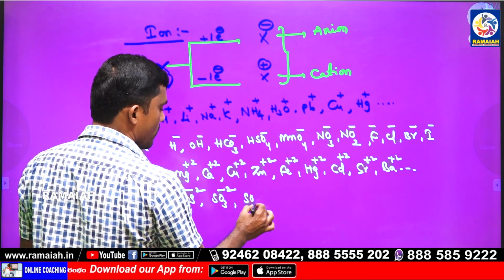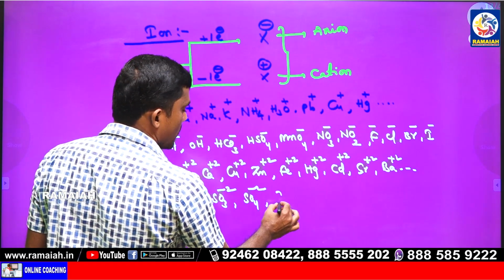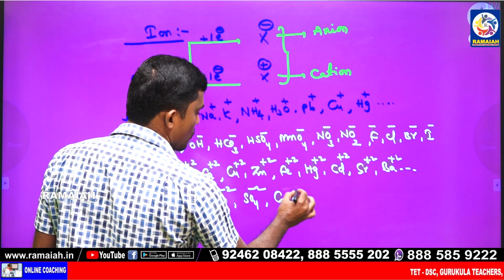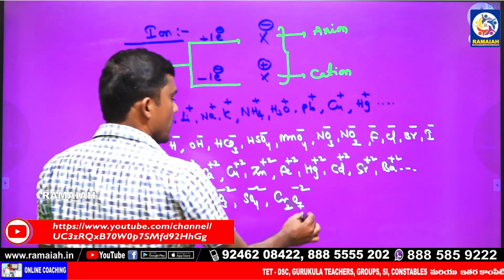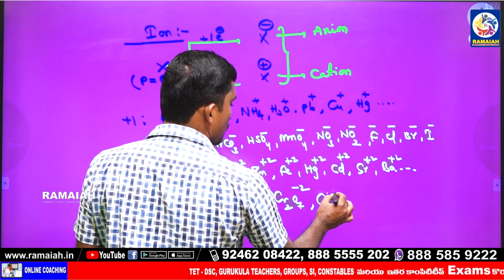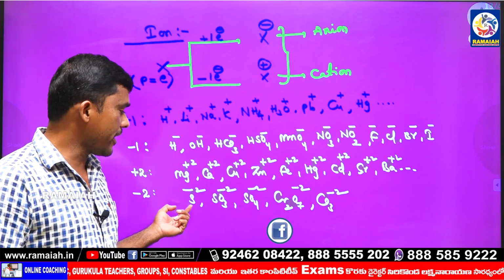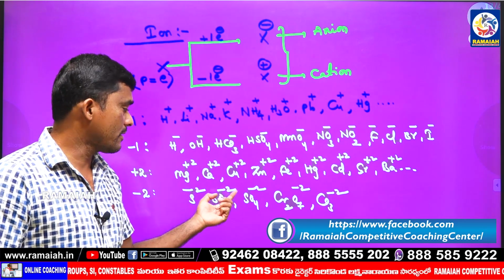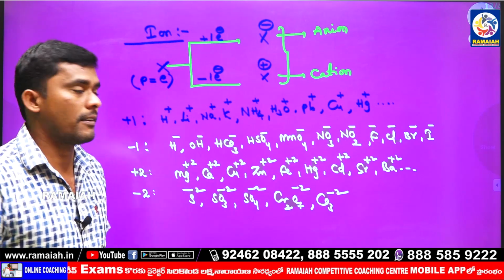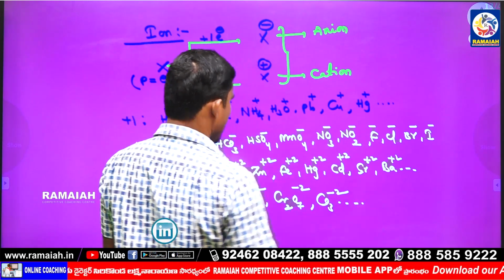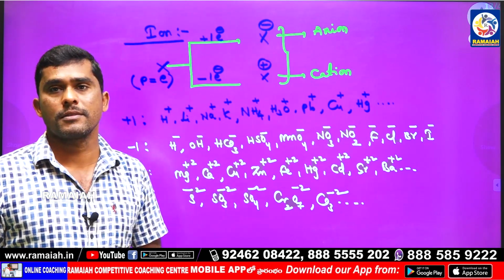Next, SO4 minus 2, sulfate ion. Next, Cr2O7 minus 2, dichromate ion. Next, CO3 minus 2, carbonate ion. Sulfide ion, sulfite ion, sulfate ion, dichromate ion, and carbonate ion. Okay, so these are examples of minus 2 charged ions.